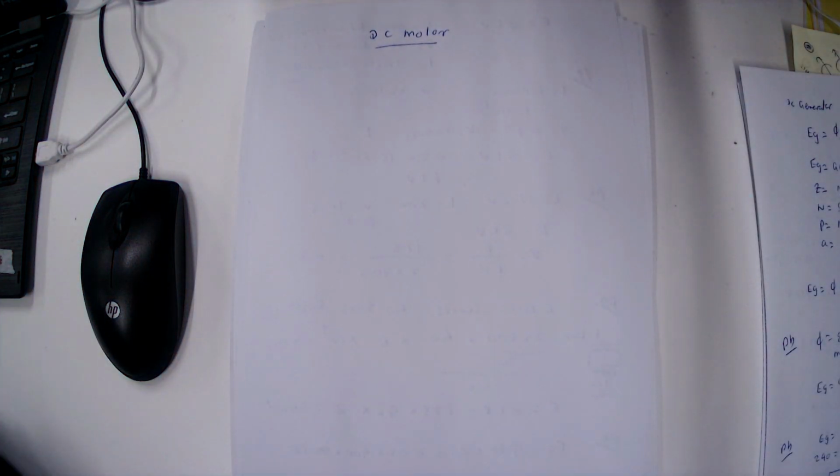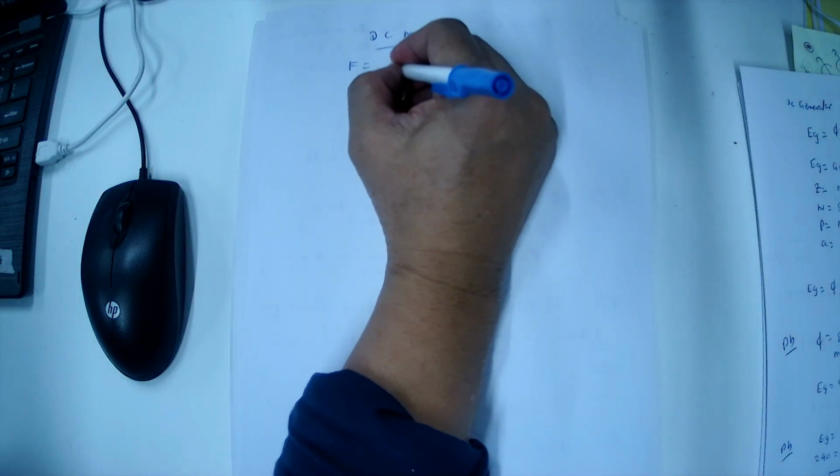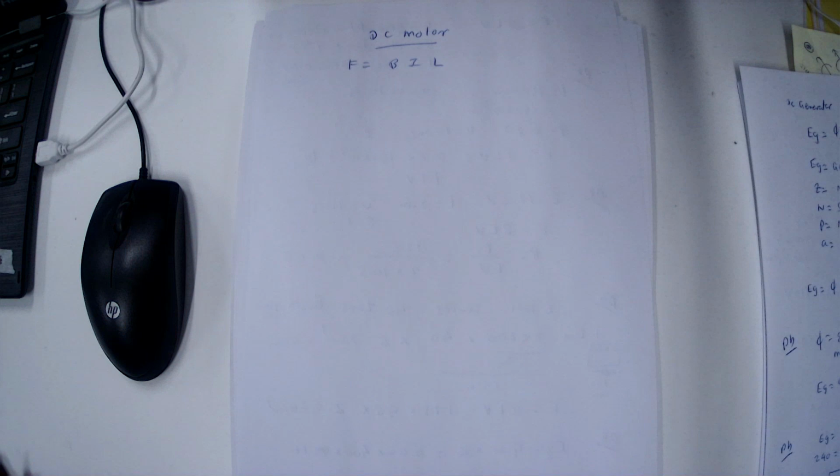So that we can calculate the force. The force produced by the DC motor is BIL, where B is the flux density, I is the current, and L is the length of the conductor. A current-carrying conductor under the influence of a magnetic field will be forced to move. This force is the magnetic force, the electromagnetic force.